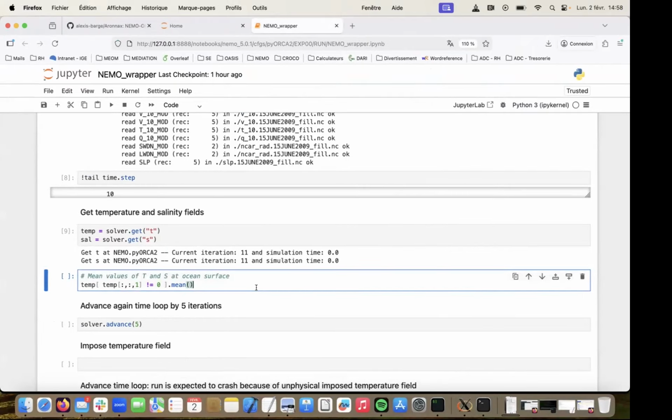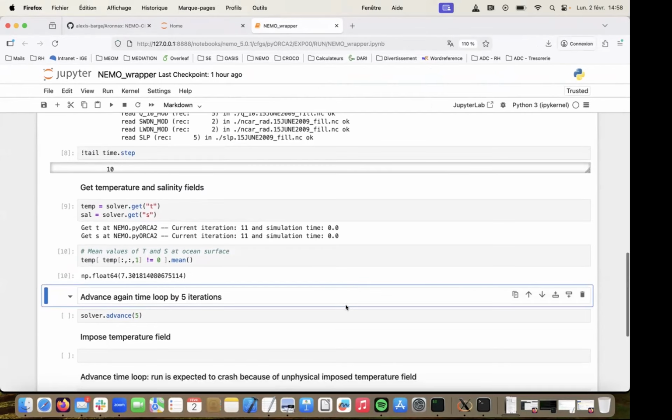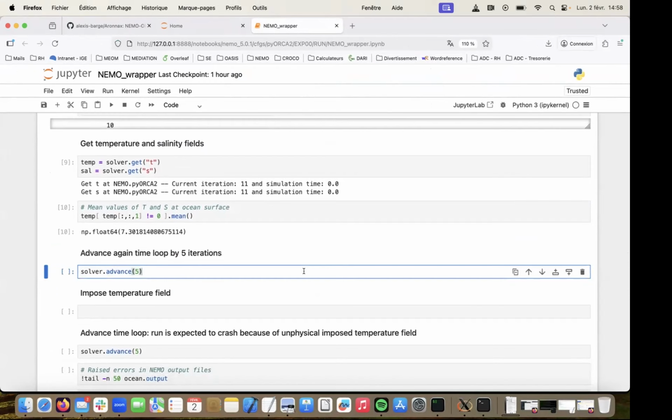So here we have copied the temperature and salinity fields from NEMO into the Python memory, and we can perform some operation on them. Anything you want. Here I just compute the mean of the surface temperature. So we have 7 degrees, which is not aberrant. Now we can still advance, we can create another time advancement segment.